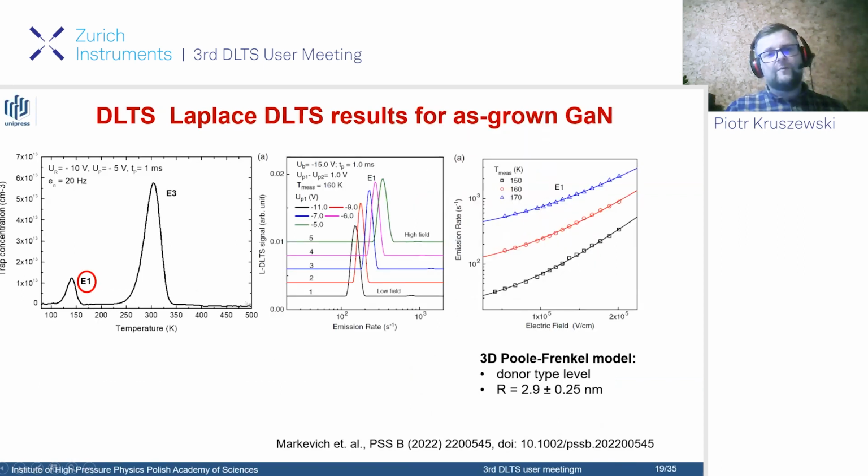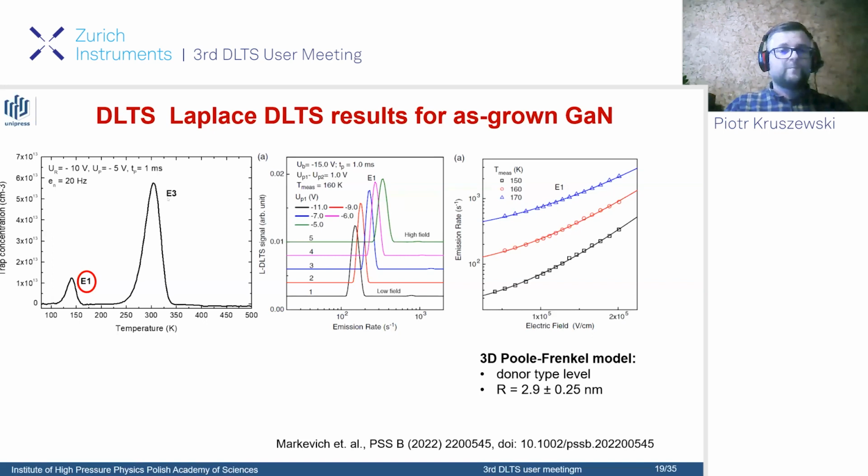Okay, so let me come to the DLTS, to the Laplace DLTS results mostly. On the left-hand side, you can see a typical DLTS spectrum, which we measure for our NGAN and also for other vendors' material, with two peaks, one labeled as E1 and the second labeled as E3. The origin of E1 is still not clear. However, people believe that this trap level is a nitrogen-related defect in gallium nitride.